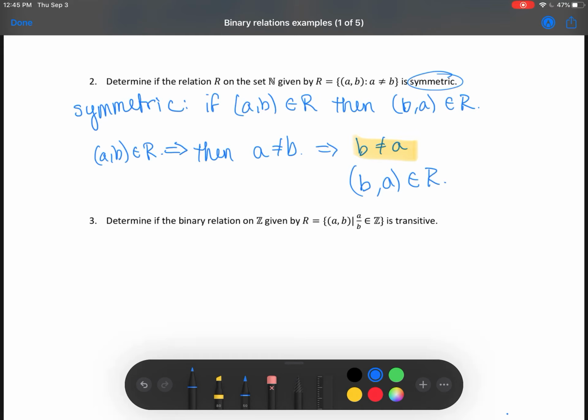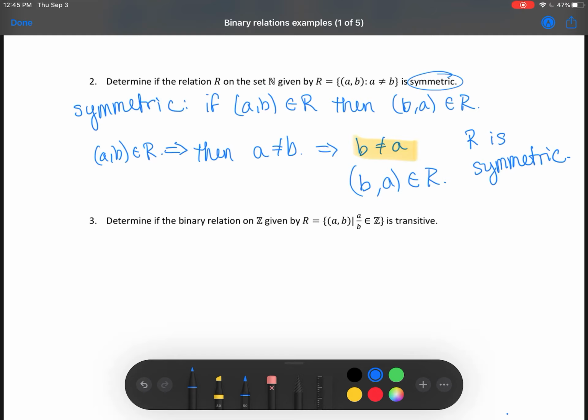So notice that we did this with arbitrary elements a and b. I'm not choosing specific numbers, but rather trying to argue the case in general. We started with (a, b) in the relation, and then mathematically we showed that (b, a) is also in the relation, and that means that this relation is symmetric.